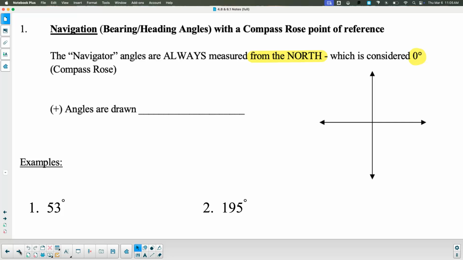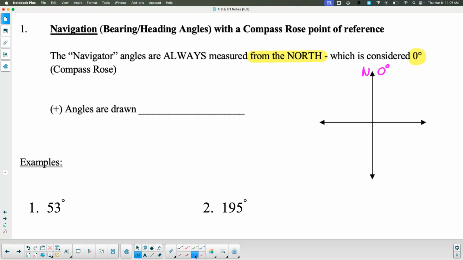Here's where the confusion comes in. When we're talking about navigation and bearings and angles and headings, 0 degrees is at the top. So this is 0 degrees, which is north. Which is different than pre-calc. Unit circle 0 is straight out to the right.